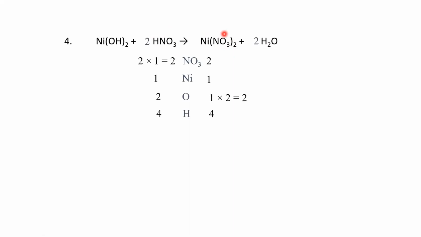Now remember that hydrogen is in both the nickel hydroxide and the nitric acid. So there's 4 hydrogens on the reactant side, and you end up with 4 on the product side. So you should have a 1, a 2, a 1, and a 2 for your balanced equation.